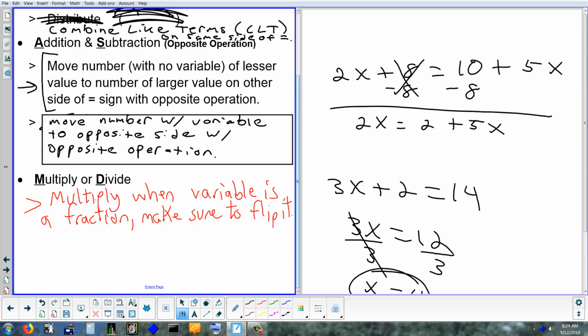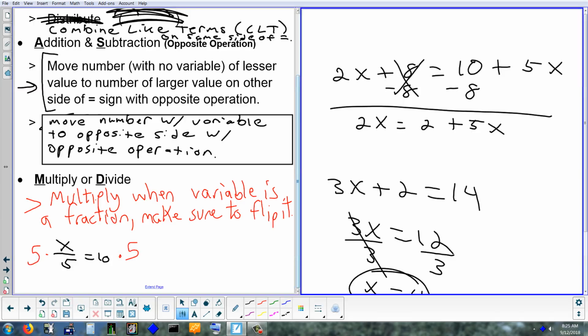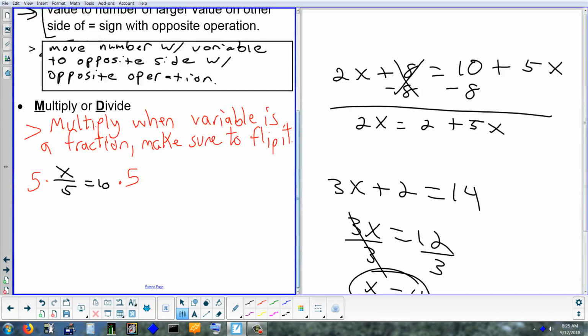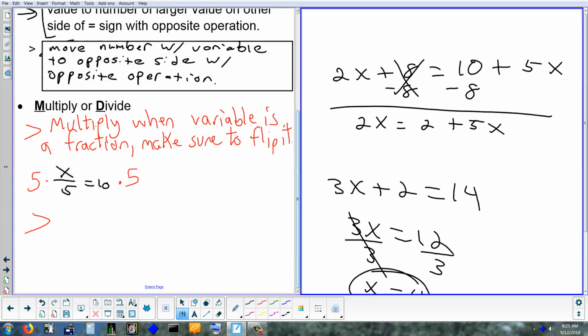What if you had something like this, where the variable is divided by a number? What do you have to do? Multiply the 10 times 5. Yeah, we're just gonna multiply by the number on the bottom. You can almost treat that x as a 1 if you want to. We do one like this: multiply by 5 on both sides. We did one like that yesterday. And then, so multiply.